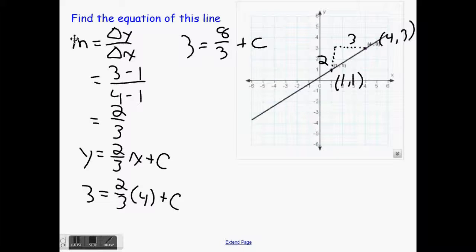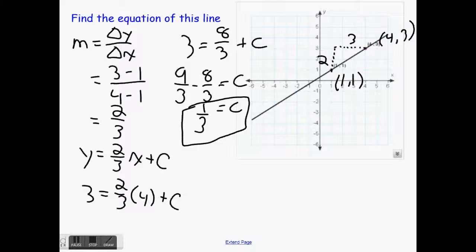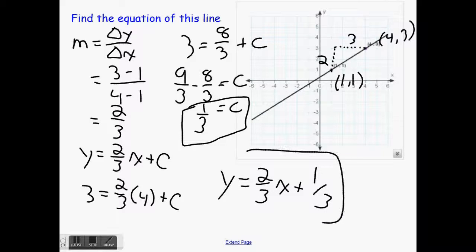Now I need to subtract that. So I'm going to change 3 to 9 over 3 minus 8 over 3, which is equal to c. So c is equal to 1/3, which is the same thing everyone else got using 1 and 1. So just to show you, any point will work, you will still get the same answer. And then finally, y is equal to 2/3 x plus 1/3. That is our final answer.